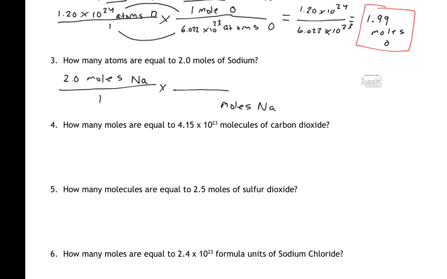Why do we need that? We need to be able to cancel these units, moles on the top, moles on the bottom. And they want to know how many atoms are equal to that. So what do we know about atoms and moles? 1 mole of sodium is equal to Avogadro's number, or the mole, 6.022 times 10 to the 23rd atoms of sodium.